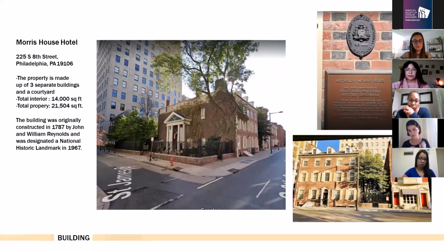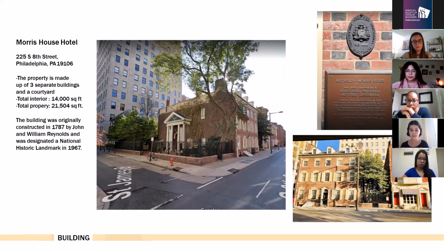So the building that I chose is the Morris House Hotel. It is located in Washington Square West. It is on the National Register of Historic Places. So those are things that I had to think about while designing this project. I couldn't make changes to the exterior, but that was fine because it helped the overall vibe of what I wanted to accomplish with my center anyways.